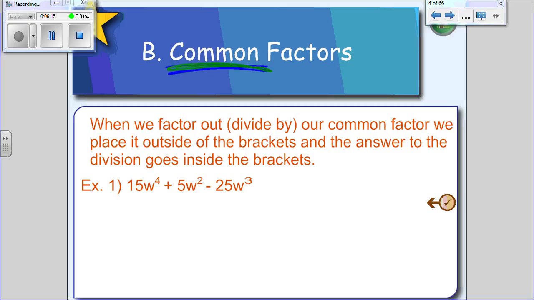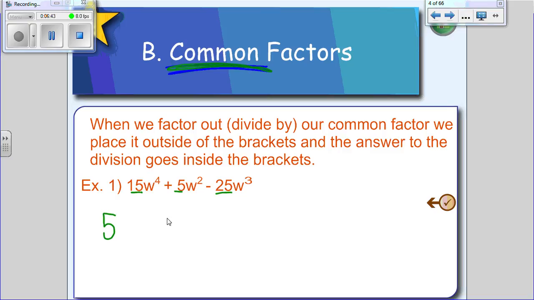A GCF is something that could be divided out of every single term. So if you look at this thing right here, look at the coefficients first, so the numbers. Is there a number that could divide into all three of those numbers? 5 could divide into all of those. So 5 is going to be part of my GCF, because that's the biggest number that could divide into all three of them.